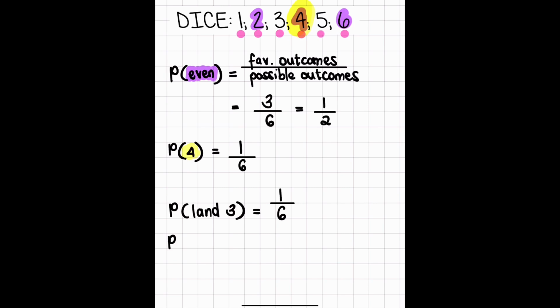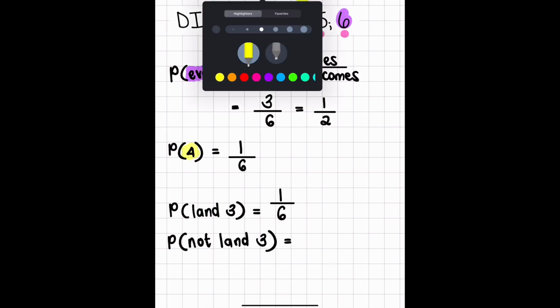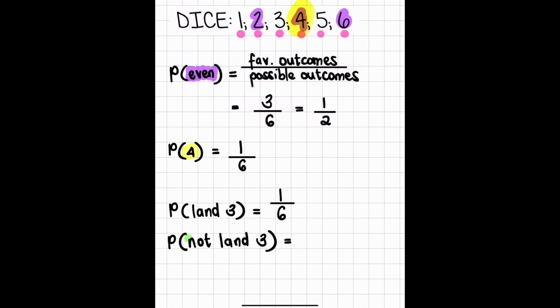So I would be able to say to you, what is the probability of it not landing on a 3? Okay, so now I'm changing it up just a little bit. So if the probability of it landing on a 3 is 1 out of 6, then the probability of it not landing on a 3 would be it landing on a 1, a 2, a 4, a 5, or a 6. So that means that there are 5 possible outcomes that aren't 3 out of the 6 outcomes in total.